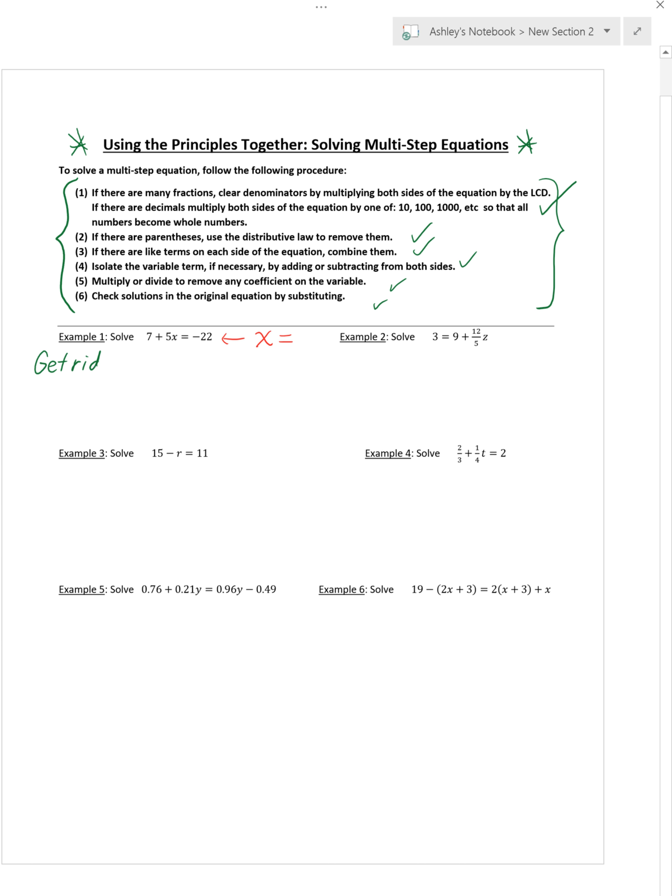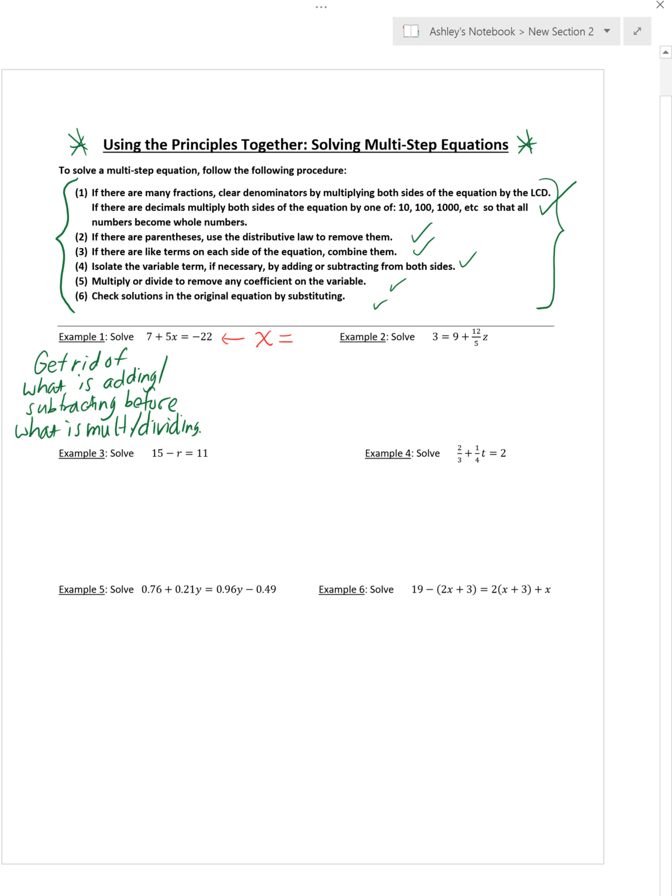So yeah, get rid of what is adding or subtracting before what is multiplying and dividing.